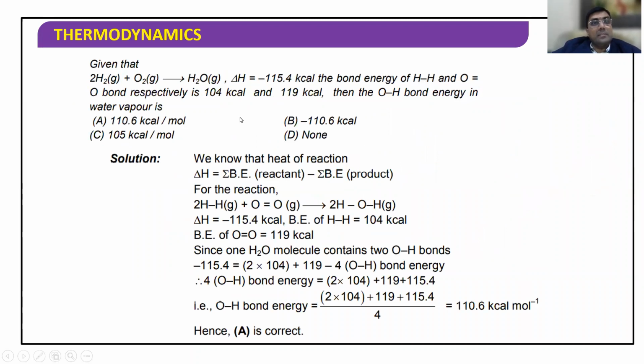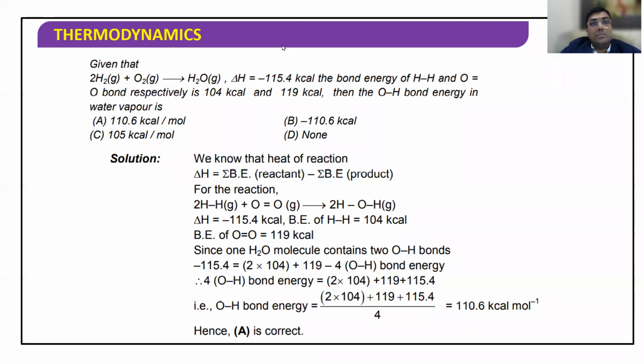Now let us see this reaction. H2 plus O2 gives rise to H2O. So delta H is given. The bond energy of H-H and O=O respectively are 104 kilocalories and 119 kilocalories. So let us understand this question. Here you have to use heat of the reaction is equal to bond energy of the reactants minus bond energy of the products.